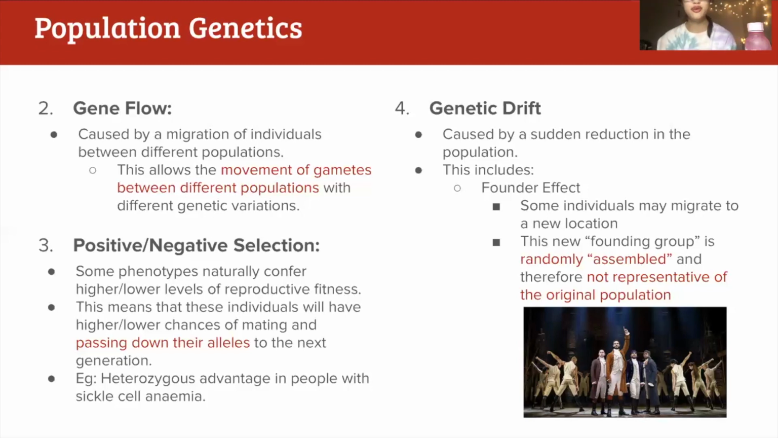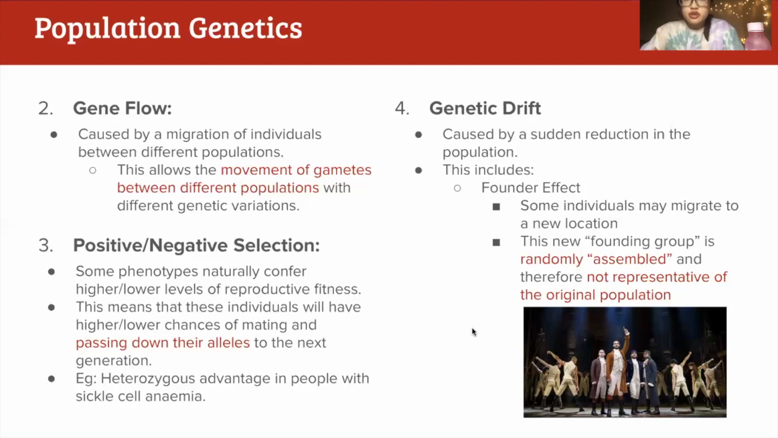And then fourth, genetic drift. So this is caused by a sudden reduction in the population. And bear in mind that this sudden reduction in the population is random. So this leads to the new population not being representative of the old population. So the old population may be representative of the Hardy-Weinberg equilibrium, but the new population may not, because it's just been randomly sliced at random. So one example of this is the founder effect.